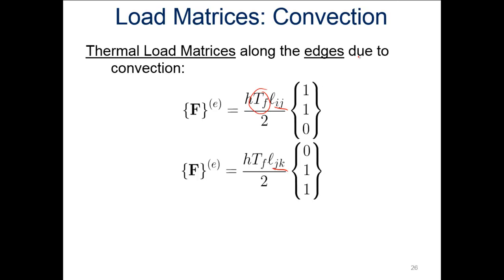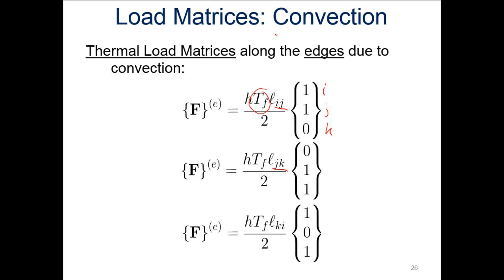Again, if we look here on the side, we've got this I, J, K effectively. Just I and J are included there, here just J and K, and then K and I here for the last one. Depending on if convection is on that edge, we would include these terms.